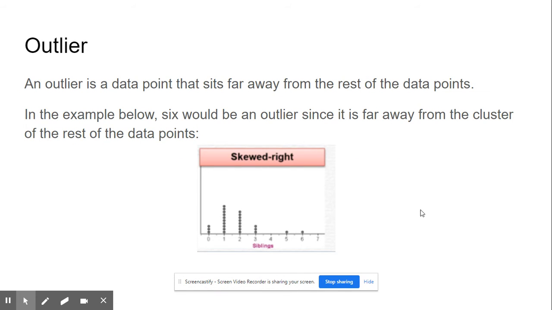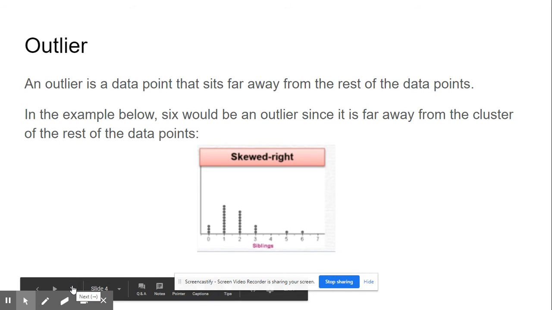An outlier is a data point that sits far away from the rest of the data points. In the example below, 6 would be an outlier since it is far away from the cluster of the rest of the data points.